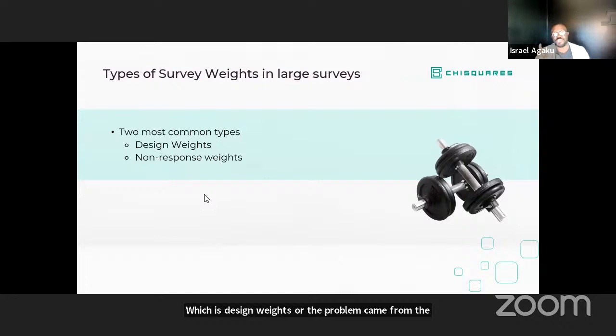And that's why when you use data sets like DHS, you will have a variable called final weight. The final weight is simply the design weight times the non-response weight. We combine those two weights together to give us the final weight, which you then use.